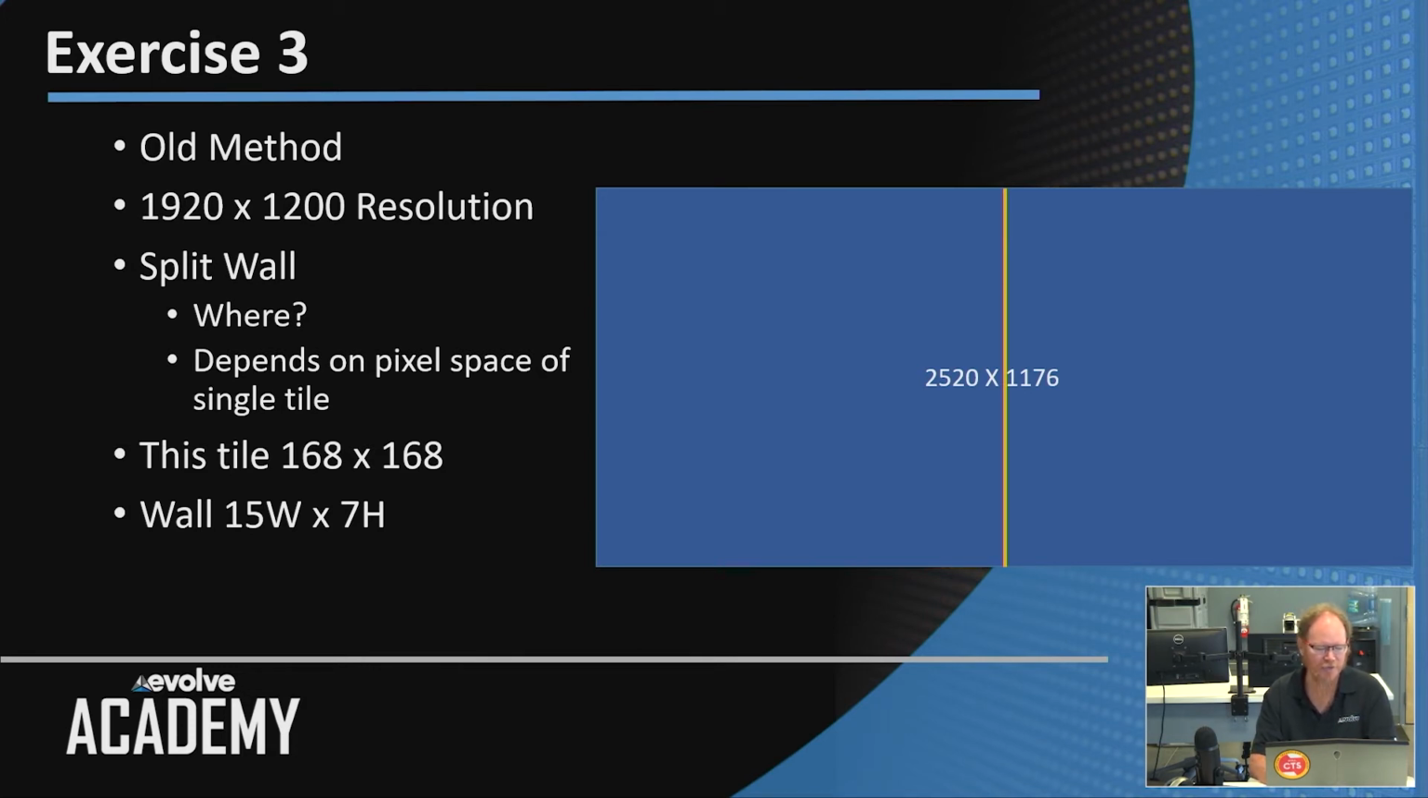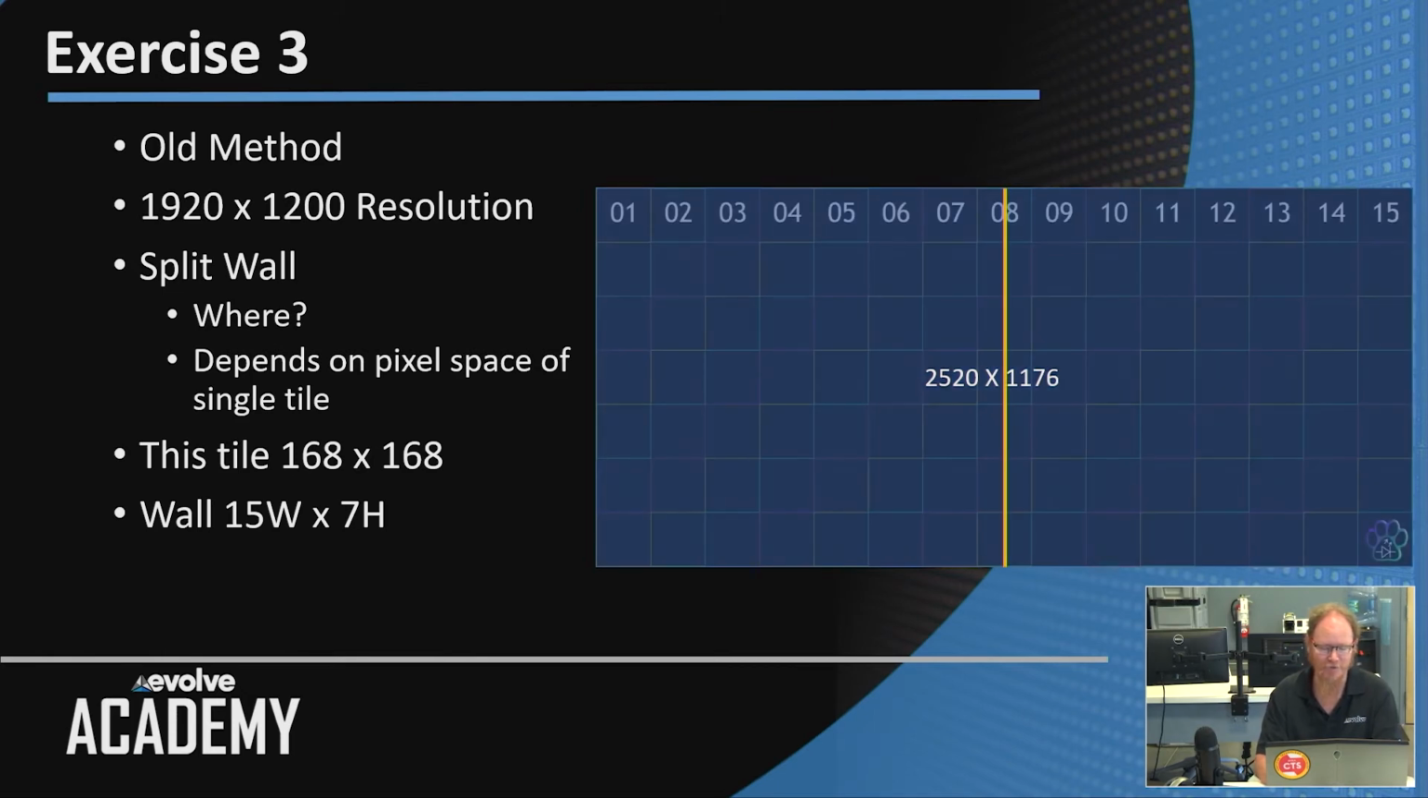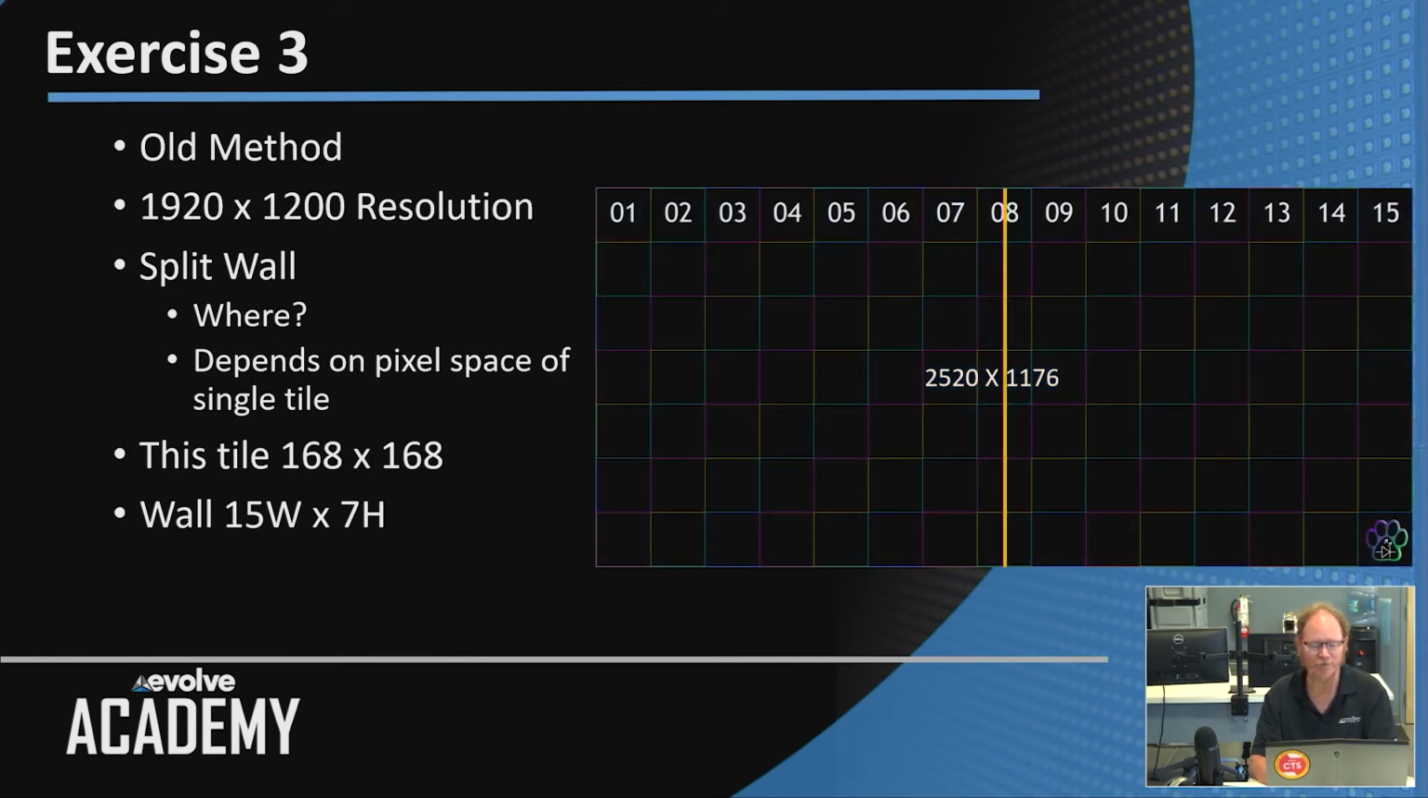So we're going to split it straight in half. One quick hint, anytime there's an odd number of horizontal tiles, you're not going to split the wall in half, because you're going to split the tile in half, and that doesn't work. In this case, we end up splitting the tile right in the middle of tile number 8.